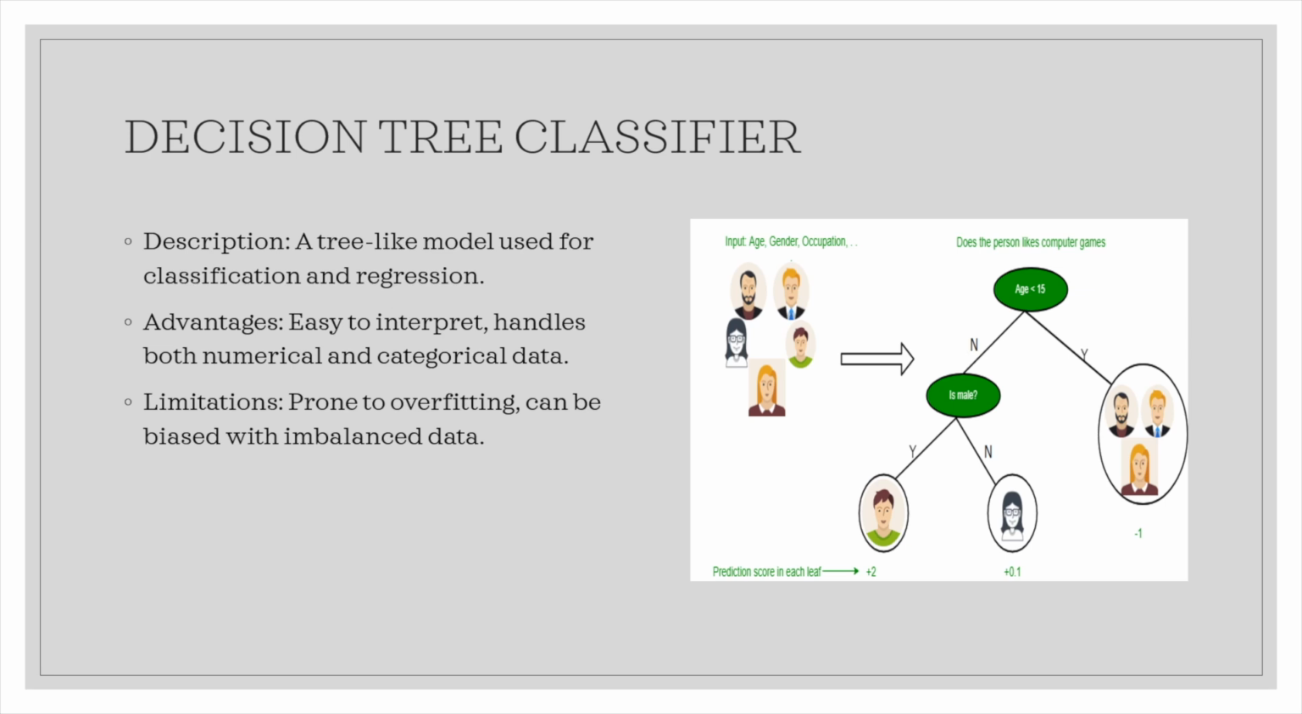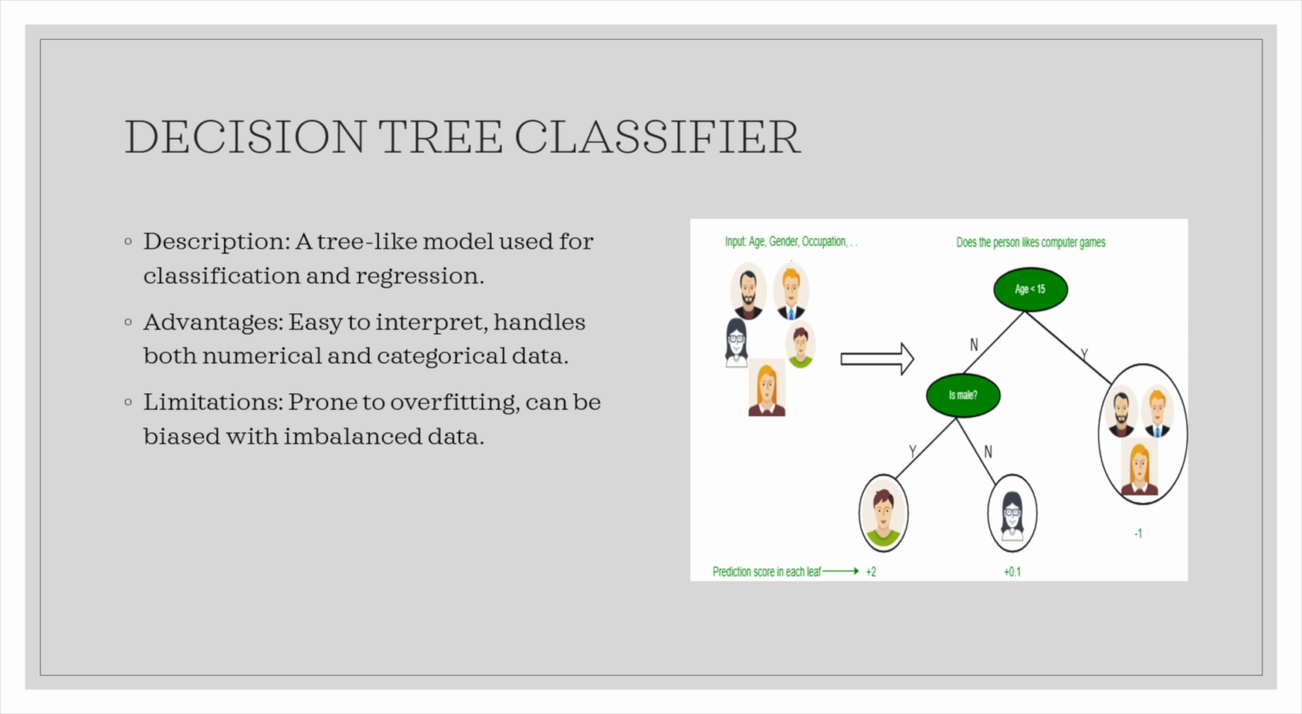So what are these decision trees? A decision tree is a tree-like structure where each internal node represents a test on an attribute, each branch represents the outcome of the test, and each leaf node represents the class label or a continuous value.